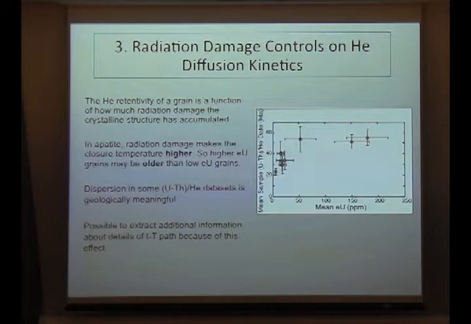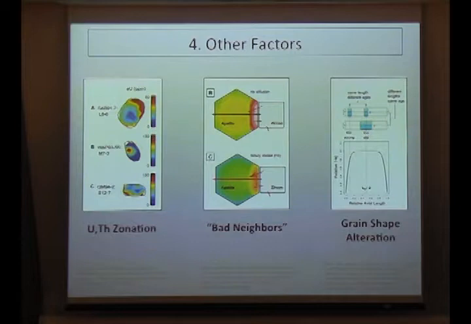There are a variety of other things that are secondary, at least in apatite specifically. For instance, our alpha ejection correction assumes that uranium and thorium are evenly distributed, homogeneous throughout the crystal. That obviously is not always true. So the zonation of uranium and thorium, which is shown here in some concentration maps, can play a role, and that's certainly something you have to take into consideration. If your apatite is sitting next to a bad neighbor, something like zircon, remember, you can eject helium from the apatite, but you can also eject it from a neighboring phase into your apatite. So you can have helium there where you have no idea where the parent is. That can be a problem. Again, hopefully thin section work can help you avoid that.